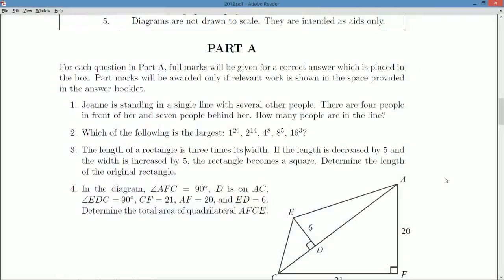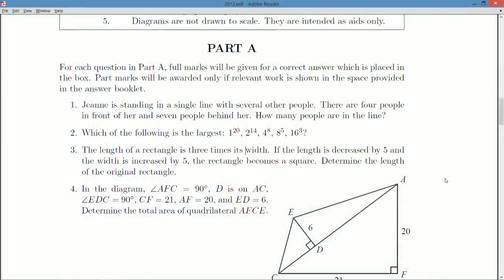So the length of a rectangle is 3 times its width. If the length is decreased by 5 and the width is increased by 5, the rectangle becomes a square. Determine the length of the original rectangle. Immediately upon seeing a question like this, when it says the length of a rectangle is 3 times its width, I would draw a rectangle and label its length and width as such. Knowing there's that relationship between the length and the width gives us an equation that we're probably going to use at some point. So the length is 3 times the width, and then we get more information.